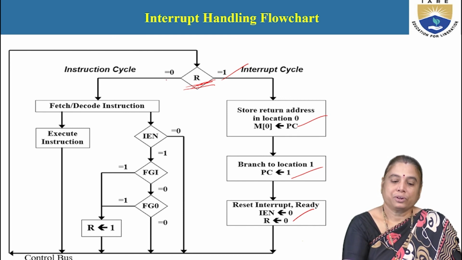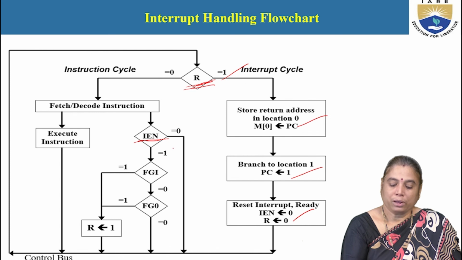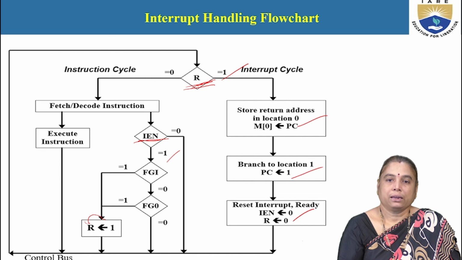In case R is 0, the instruction can be executed. So the fetch and decode instruction cycle is taken, and if the instruction contains input-output operations, then it checks IEN whether it is enabled or disabled. If IEN is enabled, then it checks whether it is an input device or output device by looking into FGI and FGO. If FGI is 1, it pertains to the input device, so a 1 value is stored to R, indicating that an input interrupt has occurred. If FGO is on, the value 1 is stored to the R flip-flop in order to indicate that an output interrupt has occurred. In this way, the interrupt cycle can be executed to facilitate the input-output operation.